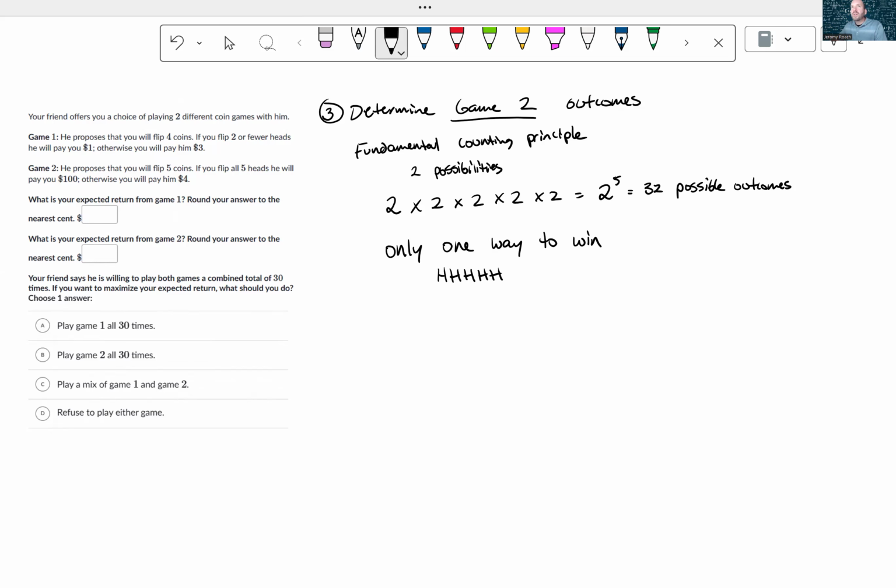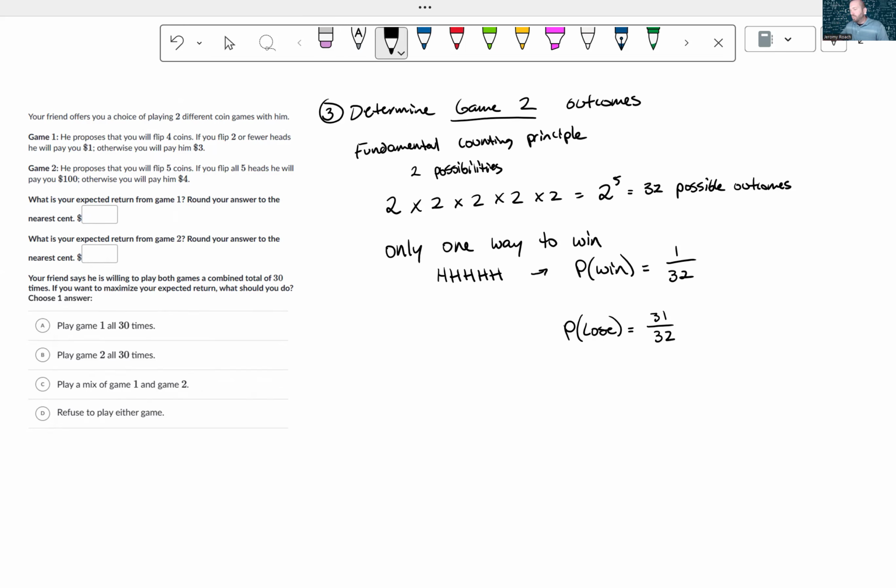So there are 32 possible outcomes. So the probability of winning is equal to that one way out of 32. The probability of losing is 31 out of 32. It's the complement of the probability of winning: 1 minus the probability of winning, or 1 minus 1 over 32.